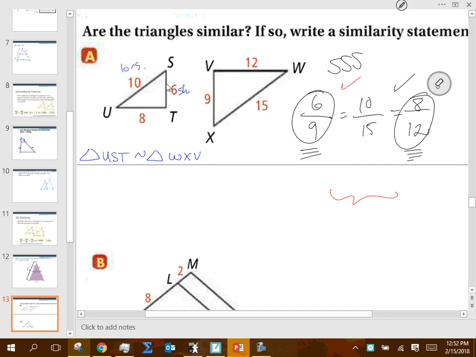Anybody know? What's 6 squared? Yeah, 6 squared is 36, right? 8 squared is 64. A squared plus B squared should equal C squared. So 100 is equal to 100. So that's the side.